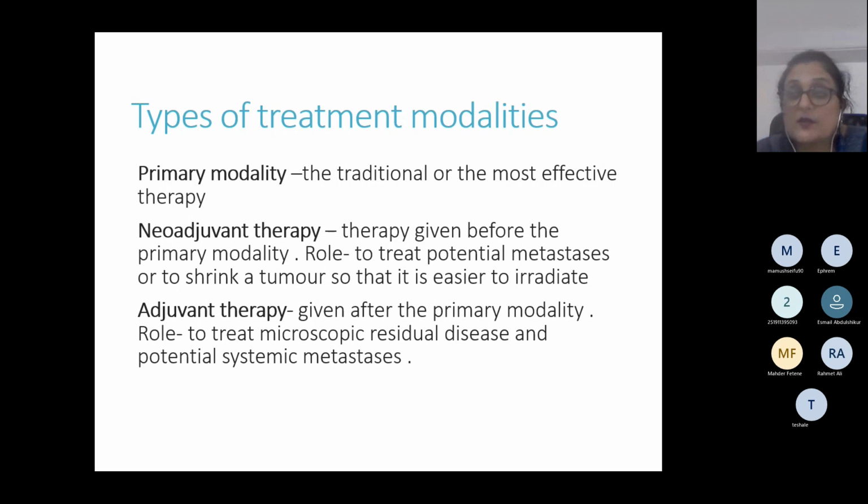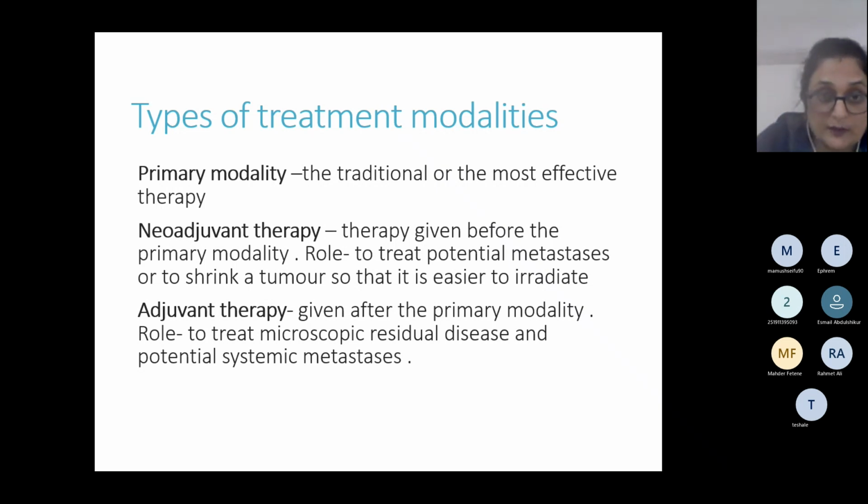Why is the traditional the most effective therapy? Because it's the treatment which is given for the first time to the patient. Generally for solid tumors, the first treatment that you give is surgery, so surgery becomes the prime modality. But if it is a hematological indication like leukemia or lymphoma, you give chemotherapy. The chemotherapy that you give for the first time becomes the prime modality. So that is primary modality.